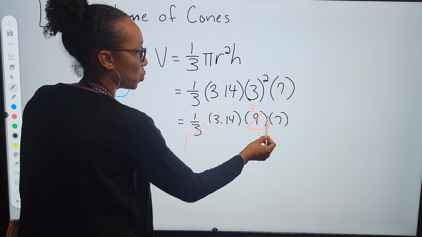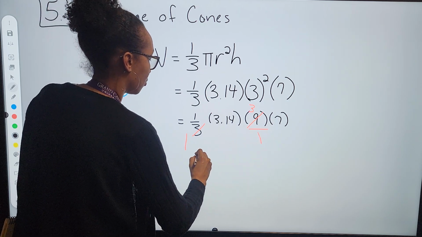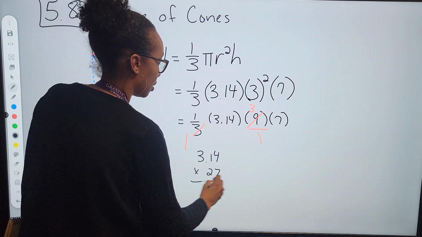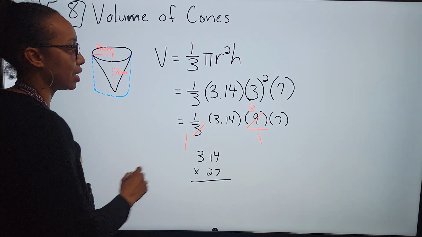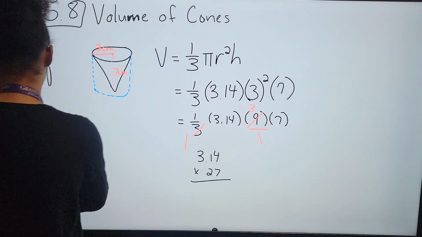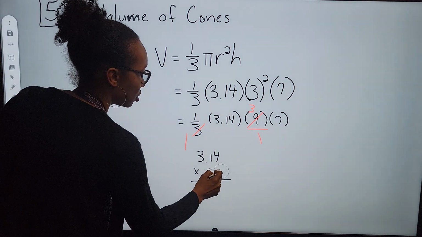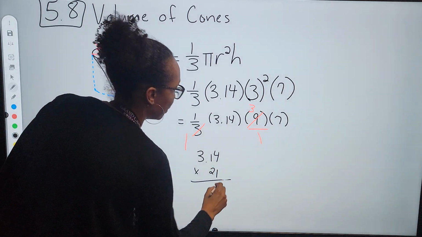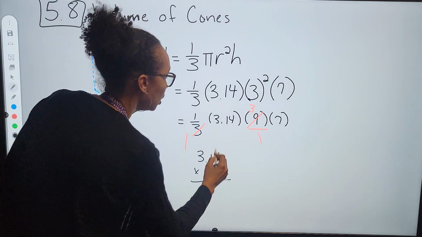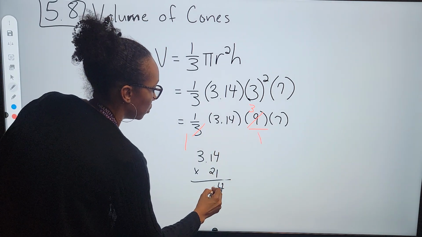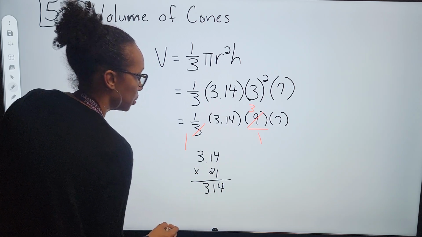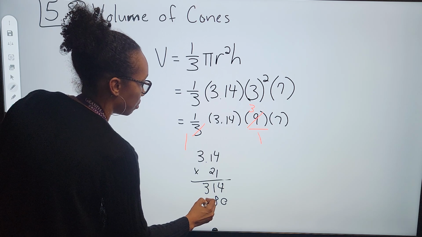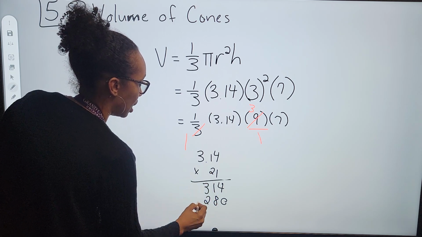If I go ahead and take 3 times 7, that's 21. So 3.14 times 21. Talking and teaching and writing sometimes is a little cumbersome. But there we go. 1 times 4 is 4. 1 times 1 is 1. 1 times 3 is 3. 2 times 4 is 8. 2 times 1 is 2. And 2 times 3 is 6.